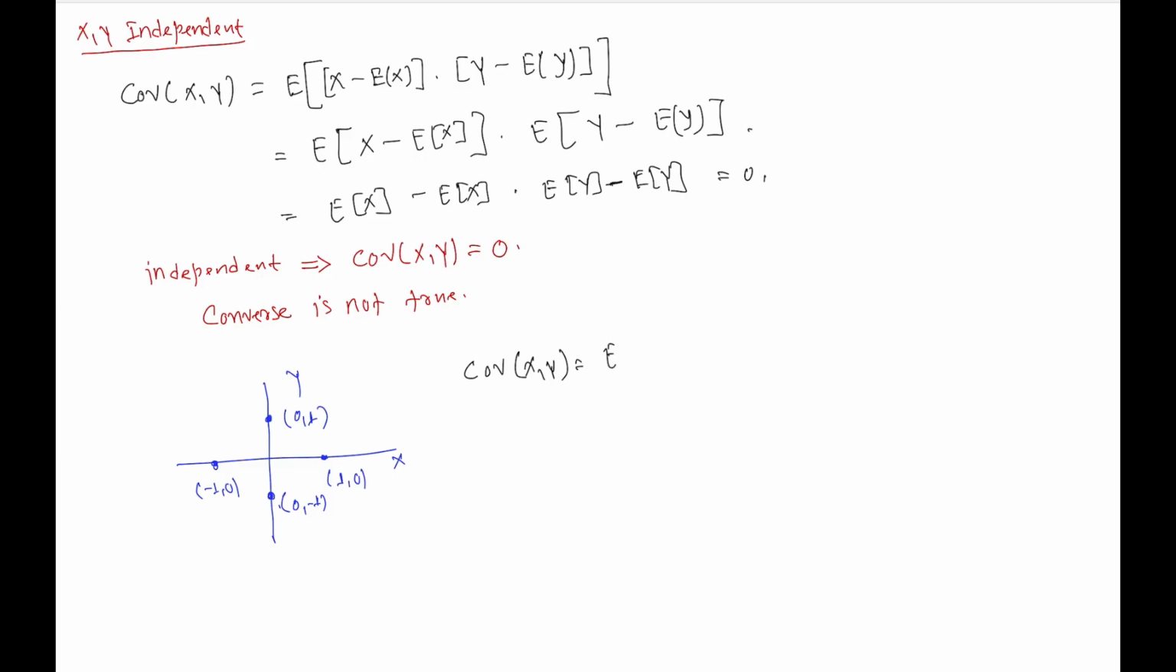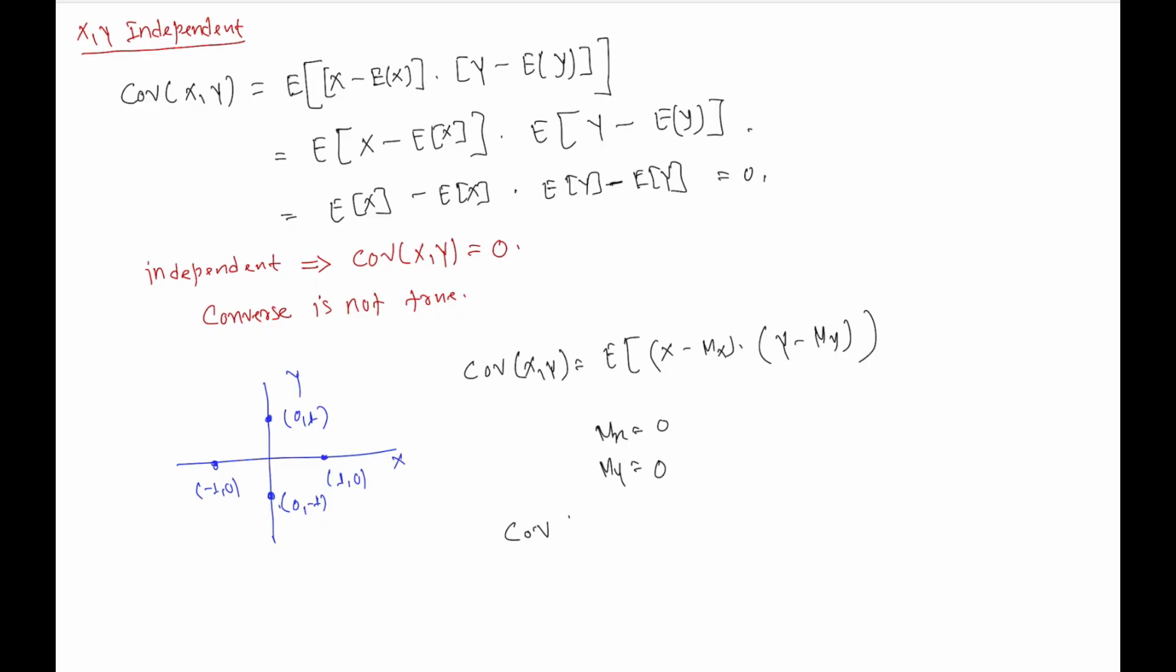The covariance of the random variables x and y is the expected value of the product of the deviations from their mean, so x minus the mean of x, times y minus the mean of y. So what is the mean of the random variable x? By symmetry you can see the mean would be 0. And what will be the mean of the random variable y? By symmetry you can directly say the mean would be 0, right?